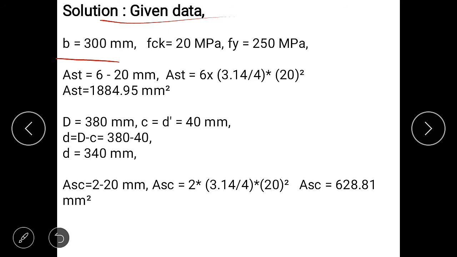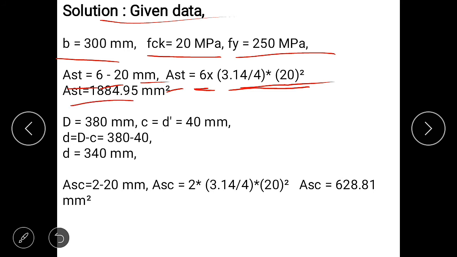Now the given data is here. Width is 300, grade of concrete is 20, grade of steel is mild steel Fe 250. AST, the steel on the tension side, is 6 bars of 20 diameter. How to calculate AST? Pi by 4 into d square, and the number of bars is 6. So 6 into pi by 4 into d square, diameter of bar is 20. So AST is 1884.95 mm square. It is AST, the area of steel in the tension zone.